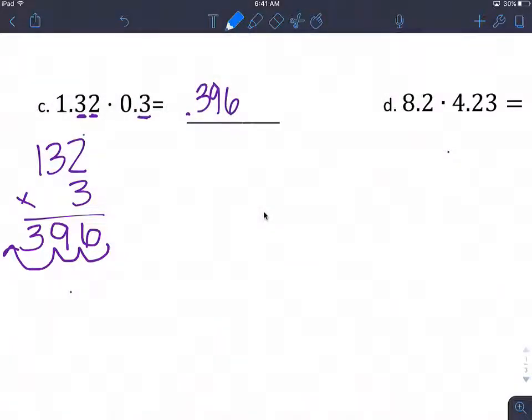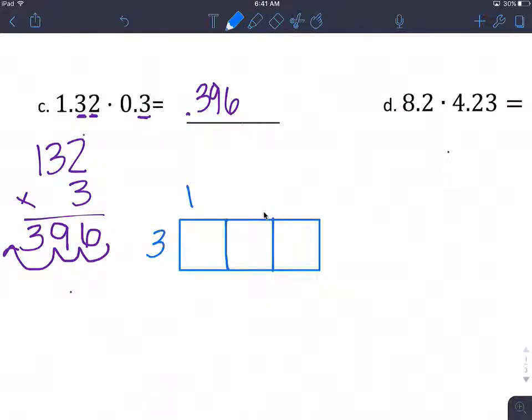Now I can also do this using a generic rectangle, which I know many people have been really liking. So again, I'm going to pretend the decimals aren't there until the very end, and I'm going to make my box. And now I have a 3-digit number by a 1-digit number. Alright, so my 3 is going to go over here, then I'm going to split this up, and I'm going to have 100, 30, and 2. I'm going by place value here.